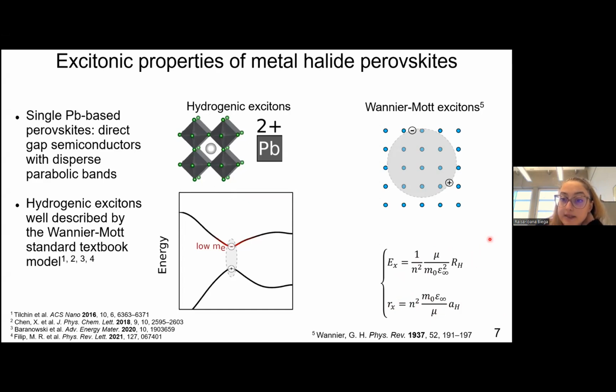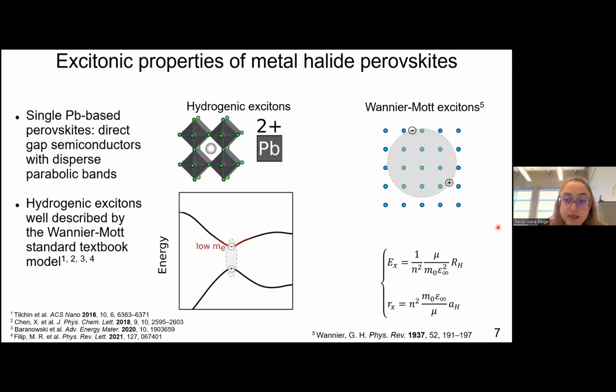And what it says, so this is a picture of the lattice, the crystal lattice in real space. And what you see here is that the electron and the hole are very far apart. And then the radius of this exciton is big. It spans multiple crystal points in this lattice.